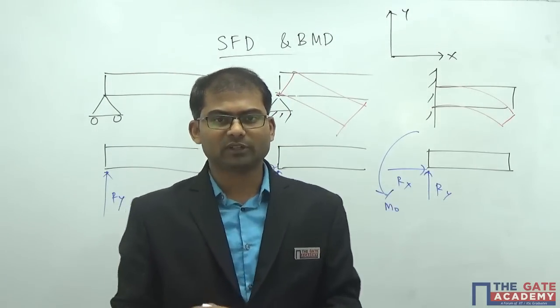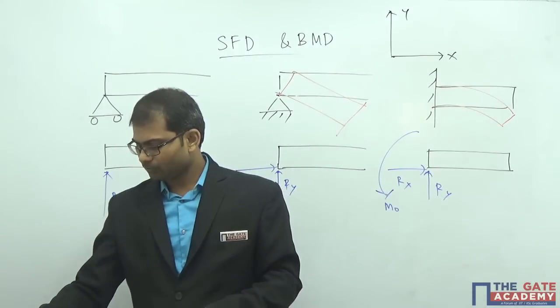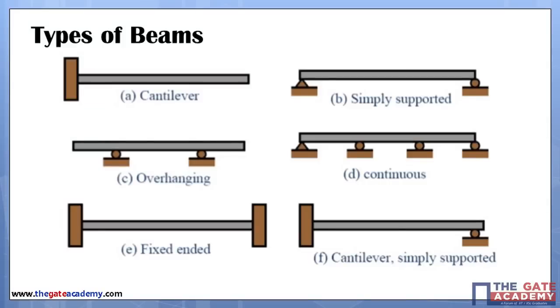Okay, now if you go further, we see the types of beams. So there is a slide here. Different names are given to beams based upon the combination of supports we have. If a beam has only a fixed support on one side, it is called a cantilever beam. If a beam has a hinged support and a roller support at both ends, we call that beam a simply supported beam. Just like that, we see overhanging beam, continuous beam, fixed ended beam, cantilever simply supported beam.